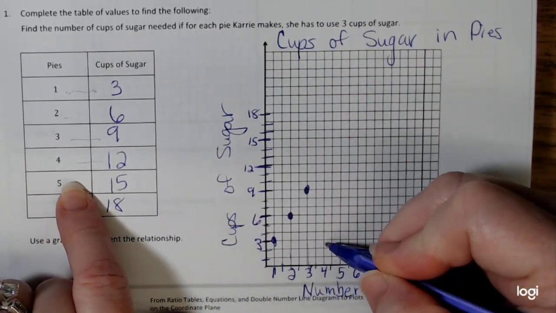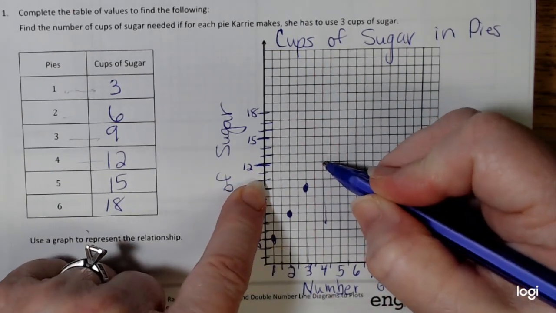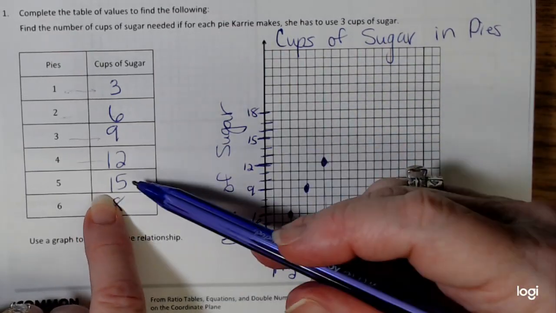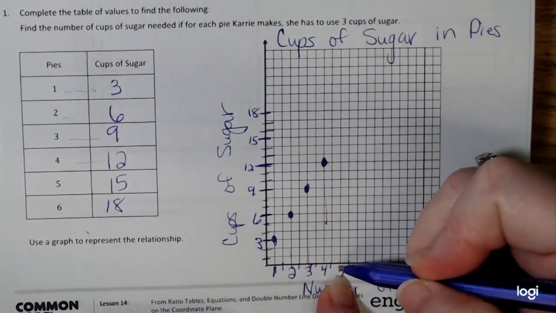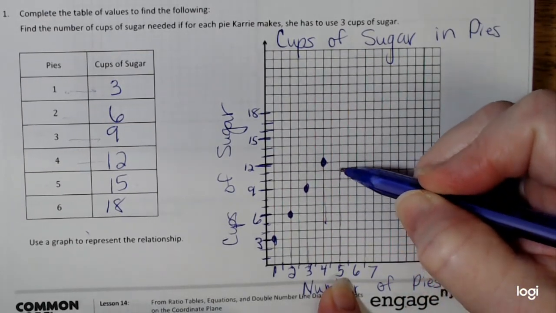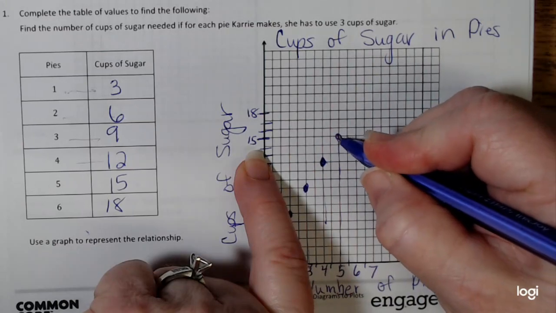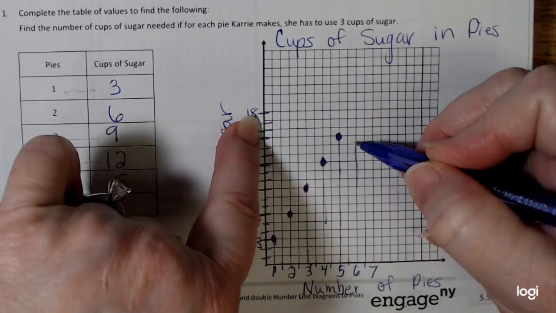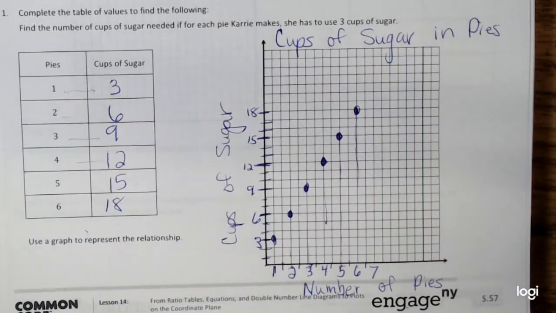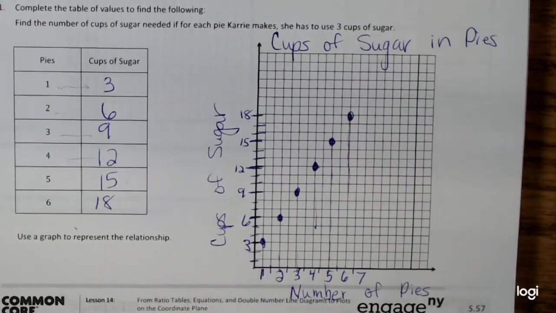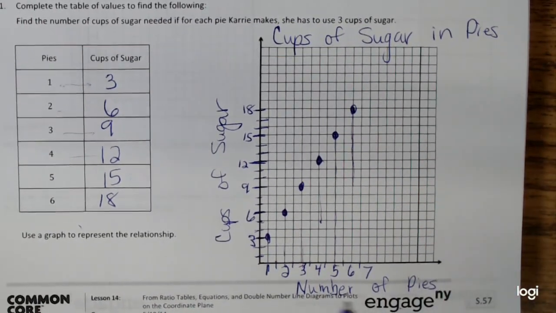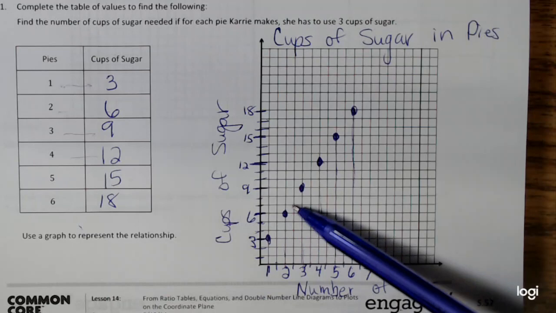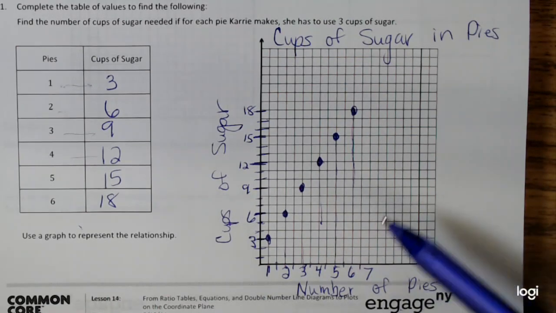4 pies, so I'm going to have to stay on the line here until I get up to 12. Okay, so then we have 5 pies, 15 cups of sugar. Here's my 5. Trace up my line here till I get to my 15. And then 6 pies, follow it up until I get to my 18. So your graph should look something like this. Okay, we now can see the number of pies listed here on the bottom. We can see how many cups of sugar each pie needs, and we've plotted our points on our coordinate grid.